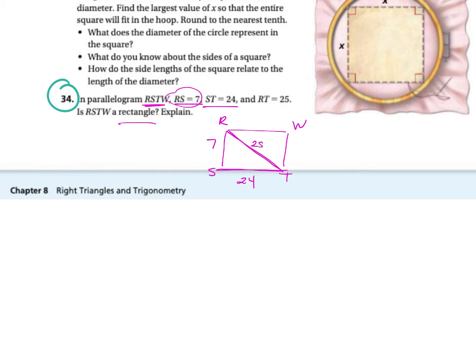Is that a rectangle? Now here's the thing. If this is going to be a rectangle, we have to have what? What's the definition of a rectangle? 4 sides. Not 4 sides. 4 right angles, right? So it's a quadrilateral with 4 right angles. That means this would have to be a right angle. And because it's a parallelogram, if one is a right angle, then all 4 will be right angles, right? How do I determine if that's a right angle?